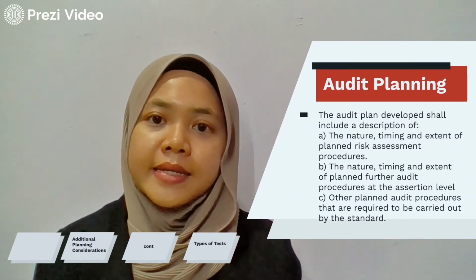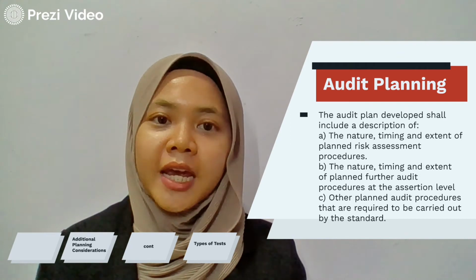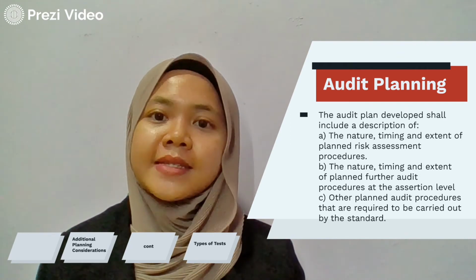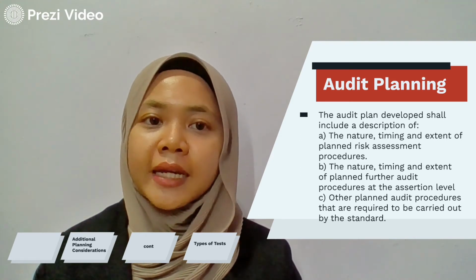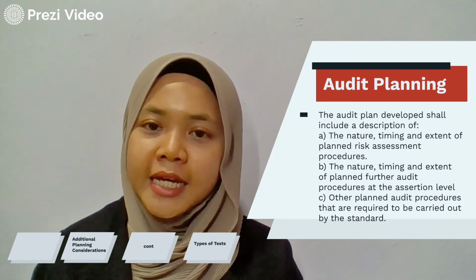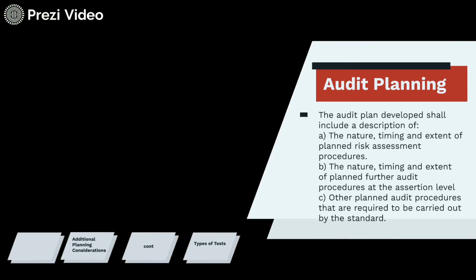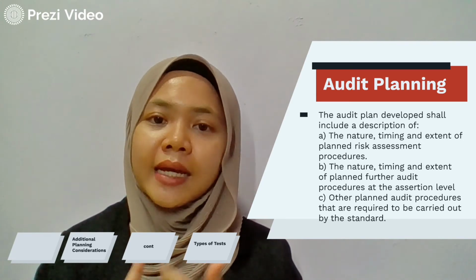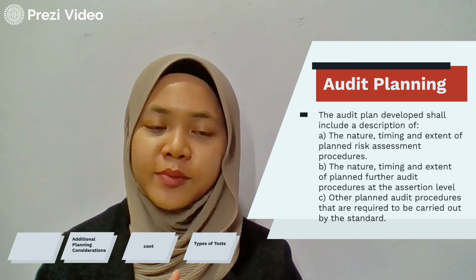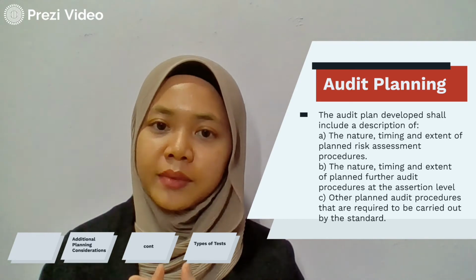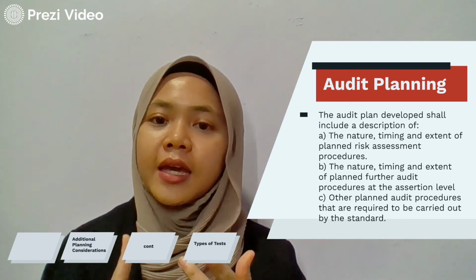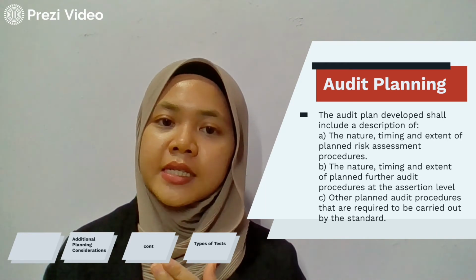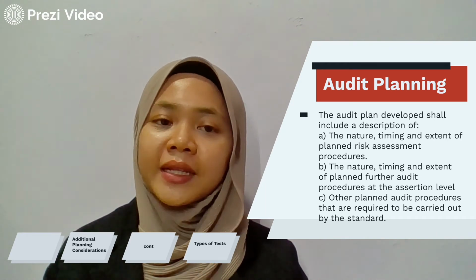ISA 300 states that the auditor shall establish an overall audit strategy that sets the scope, timing, and direction of the audit, which will then be used to guide the development of the audit plan. The audit plan developed shall include a description of the nature, timing, and extent of planned risk assessment procedures, the nature, timing, and extent of planned further audit procedures at the assertion level, and also other planned audit procedures that are required to be carried out by the standard.